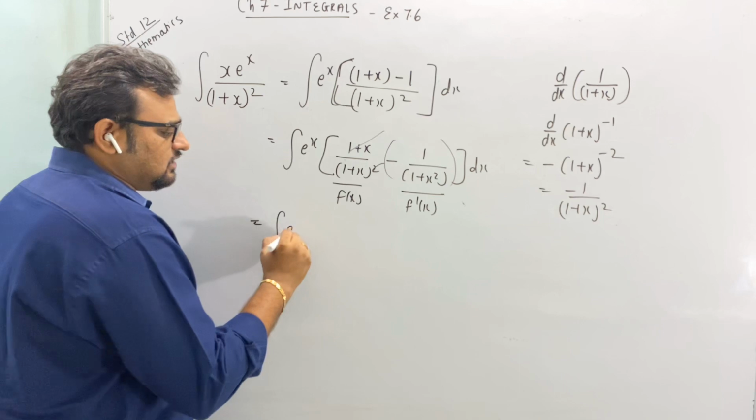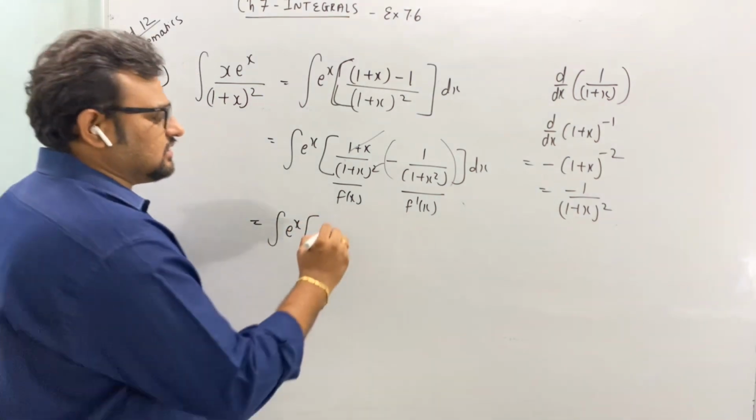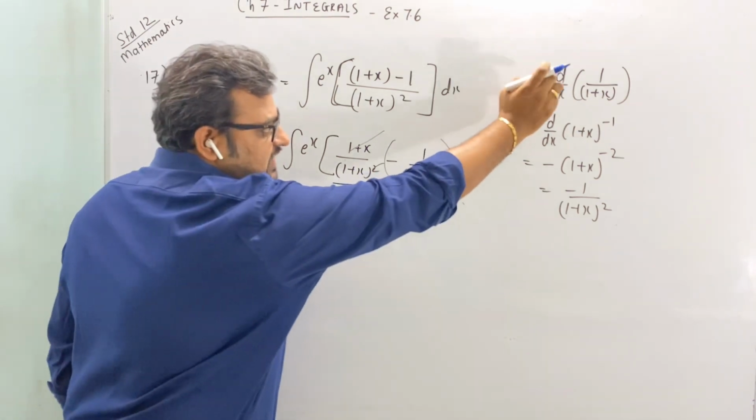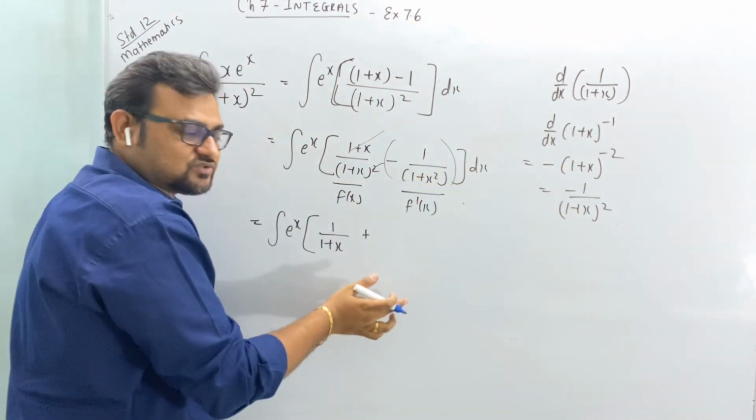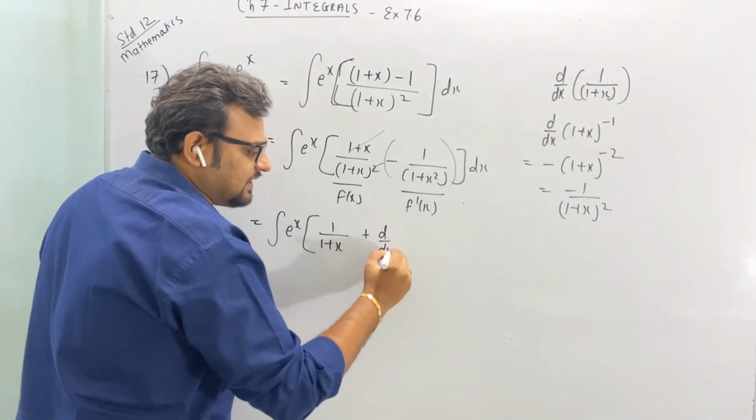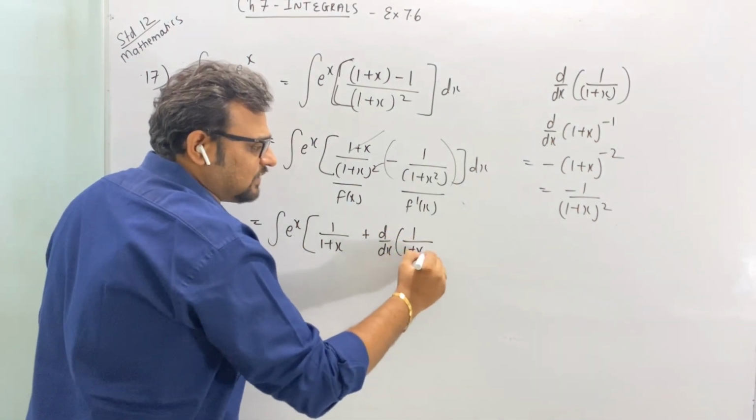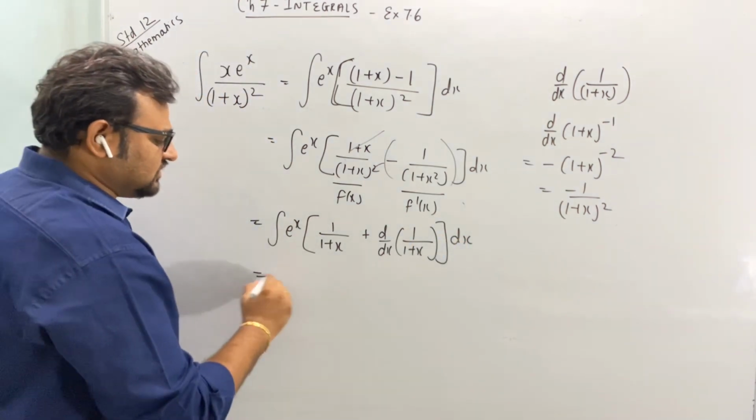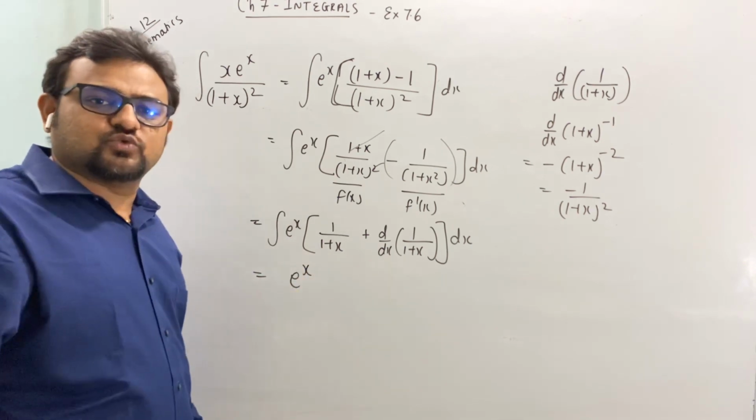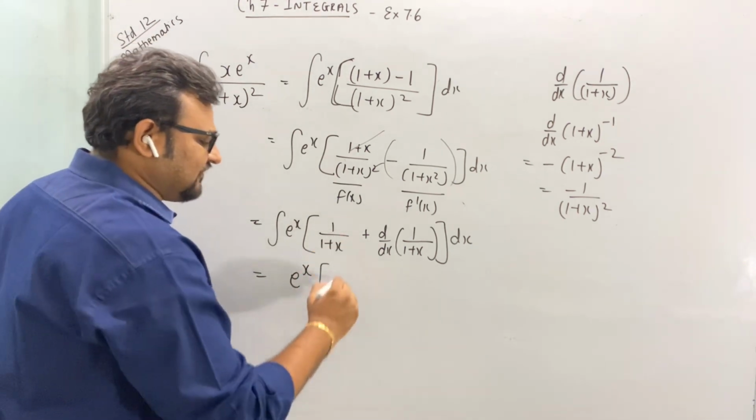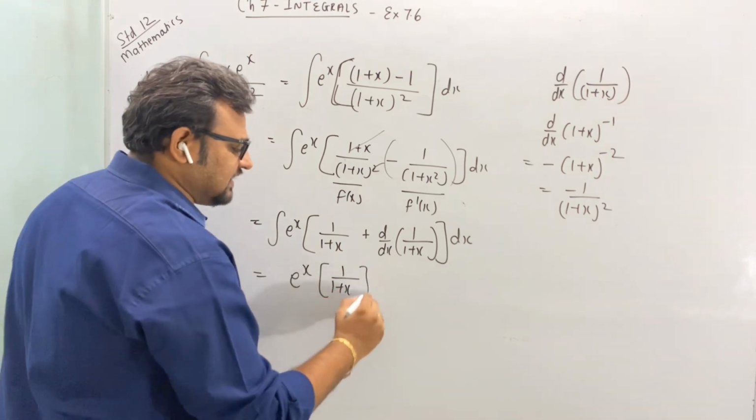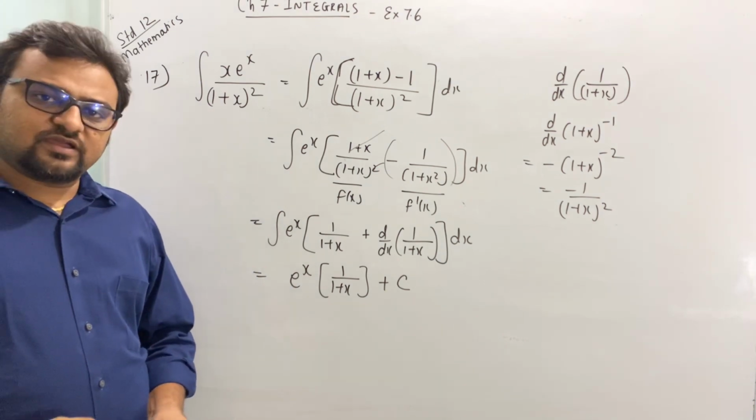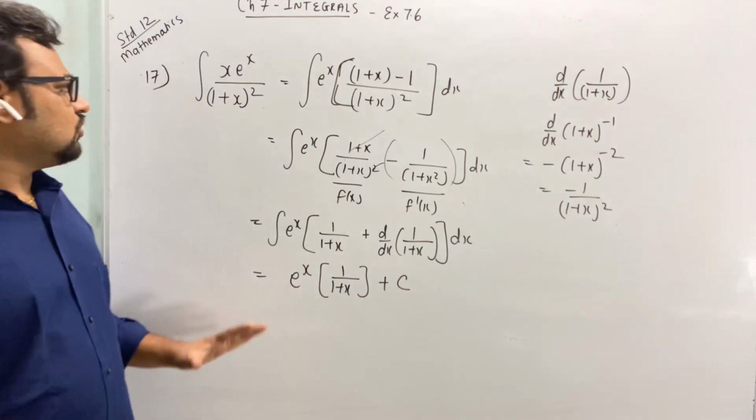So e raised to x [1 upon 1 plus x plus, if we take the derivative, I will get minus 1 upon (1 plus x) square, so plus d by dx of 1 upon 1 plus x] dx. Okay, so this will be equal to e raised to x f(x), means 1 upon 1 plus x, plus c. Okay, is it clear? Just go through this question.